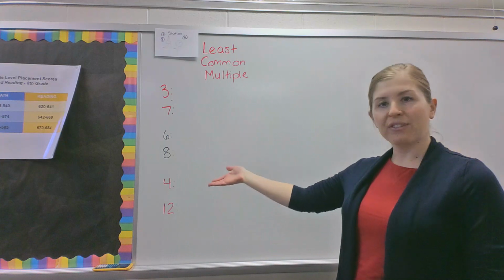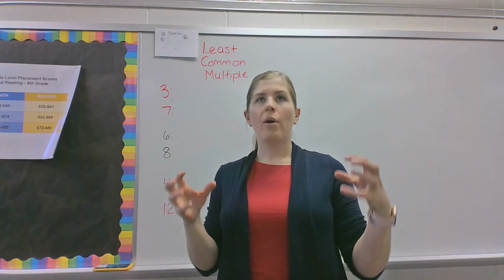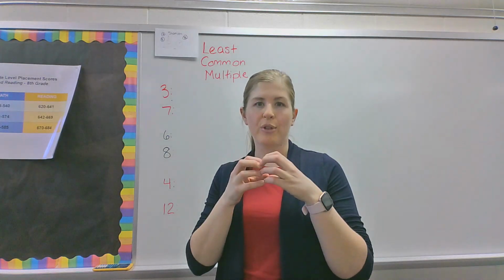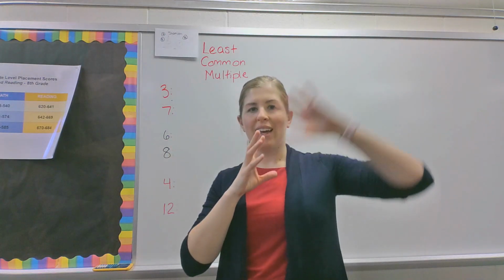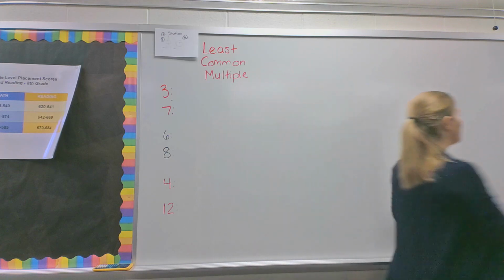We're looking at different numbers, different factors, and trying to find what multiple both of those numbers go into, or what's the smallest number that both of those factors go into. So we're going to do the multiplication tables.